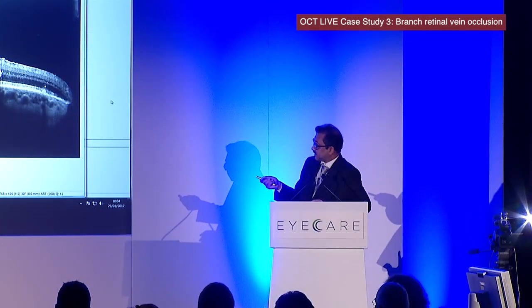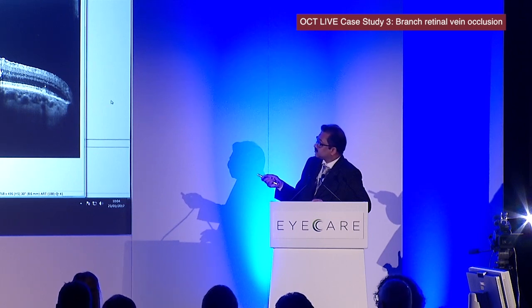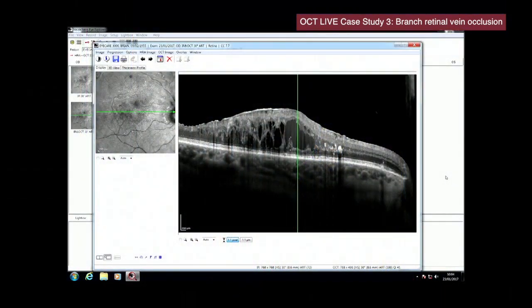Exudates are usually in the retinal layers, cotton wool spots should be in the superficial layers, and drusen would be underneath the RPE. So the location of the lesion would tell you whether it's drusen, an exudate, or a cotton wool spot. Phil, can we have a look at the volume scan?